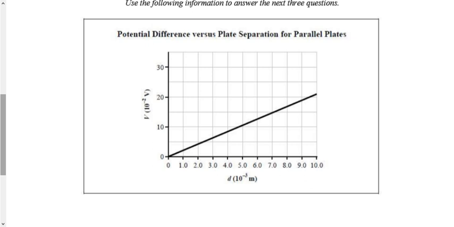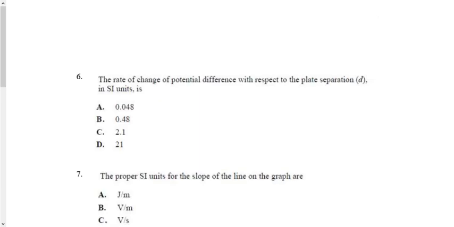Now, the one problem with that is they do call it potential difference here, but they put the symbol on the y-axis as V, and that's an old notation. The new notation that we use is delta V for that. All right, so it's actually delta V. Plate separation we now call delta D, not D. Right? Agreed?